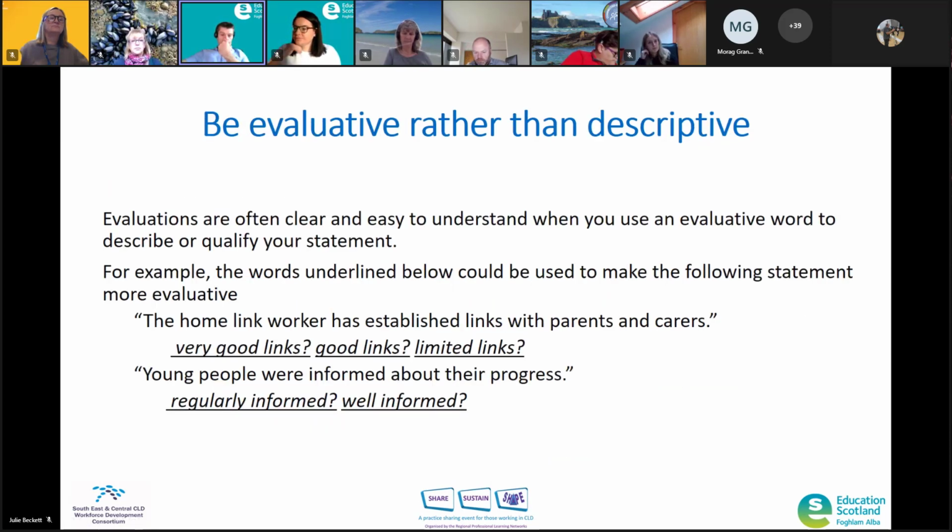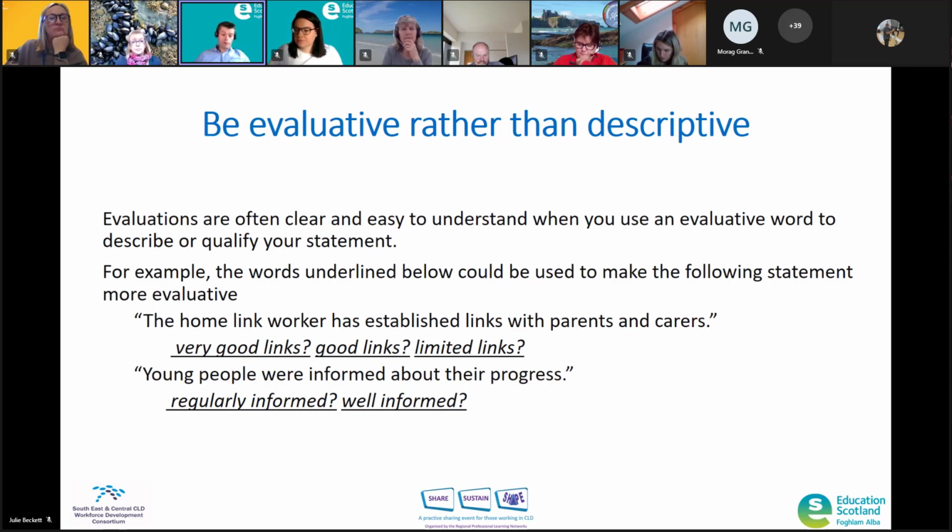Another key feature when you're writing evaluatively is to make sure it's clear and easy to understand. Again, trying to make sure what you're trying to describe and qualifying your statement. Another little example that shows this, if I say the home link worker has established links with parents and carers, again, so what difference does those links make? But if I change it to make it more evaluative and say very good links or limited links, it gives you as an audience a clearer understanding of why these links are important.